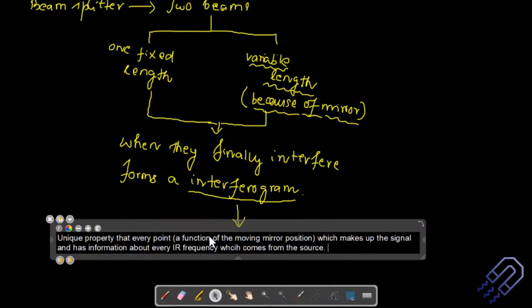So what happens is, if the mirror keeps on moving to and fro, there are going to be different frequencies. At different frequencies, it means different phases, and they are going to interfere constructively with the fixed length of the beam that is coming, and those phases will actually separate out all the frequency components of the IR spectrum.